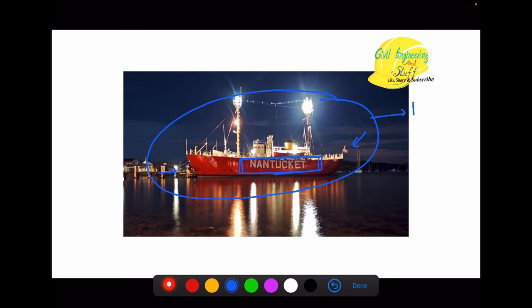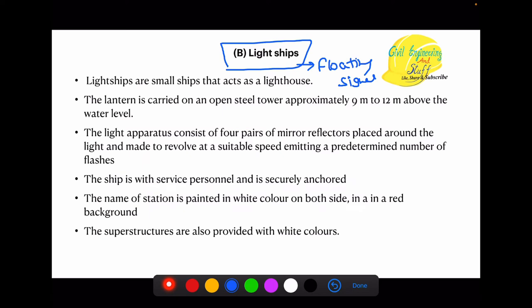these light ships are used for regulatory purposes. That is, the policemen use them for ensuring that there is no illegal activity taking place at night. At the same time, it is also used as a rescue facility, right? Suppose there is a storm and some mishap has happened, so these light ships also act as a rescue facility, right? So this is another navigational aid that is used, right?